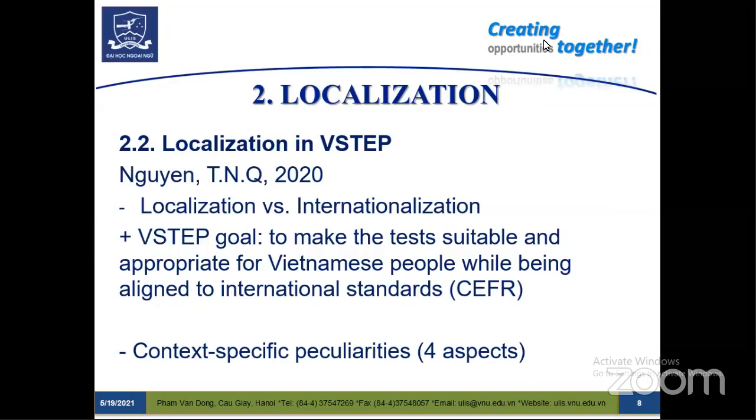Also in the book, she mentioned context-specific peculiarities. In our test, we try to make each skill, listening skill in particular, very culturally familiar, but not only for Vietnamese people, also for people from Asian countries or from ASEAN. And the last one is about the use of the test. The test results have been used nationwide throughout the country, and are accepted in almost all institutions across Vietnam.